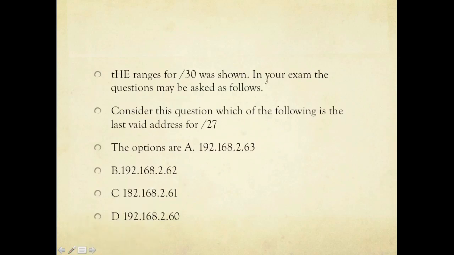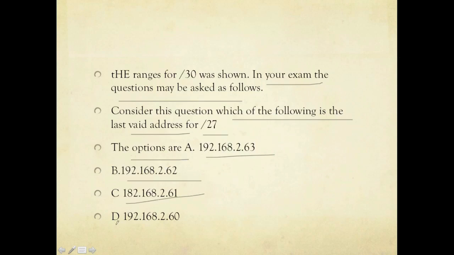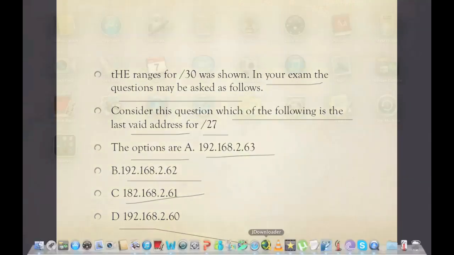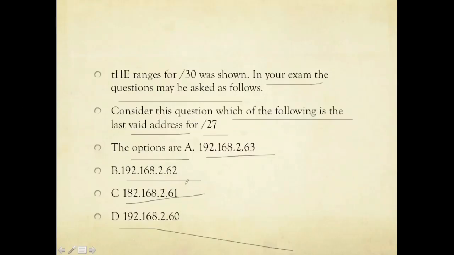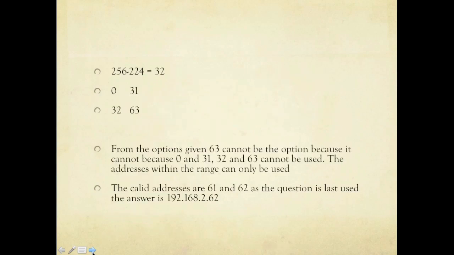Okay, so the ranges for slash 30 are shown. In your exam, the question may be asked as follows also. You'll be having different questions, but it is based on the concept only. So consider this question. Which of the following is the last valid IP address for slash 27? Whether it is 63 or 62 or 61 or 60. Okay, so now let us have some calculations. This is one of the major types of questions asked in a CCNA exam.